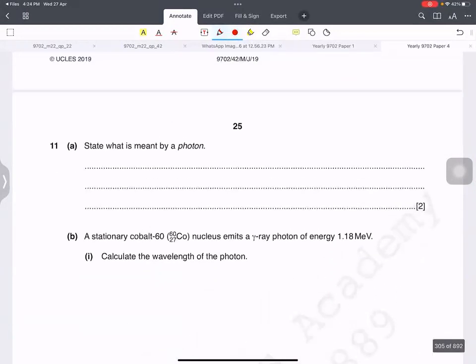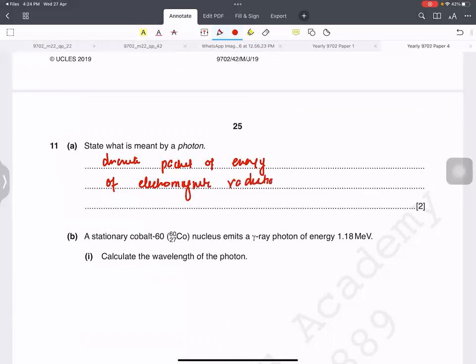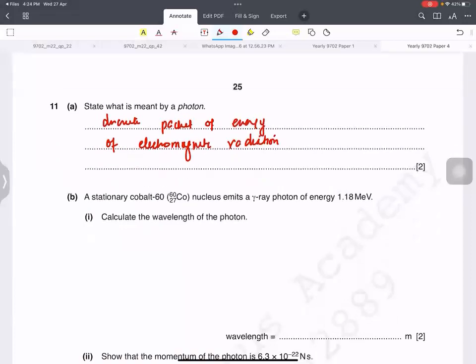Okay, uske baad kehta hai, what is meant by photon? Photon is a discrete packet of energy of electromagnetic radiation. Electromagnetic radiation likhna bahut zaruri hai.